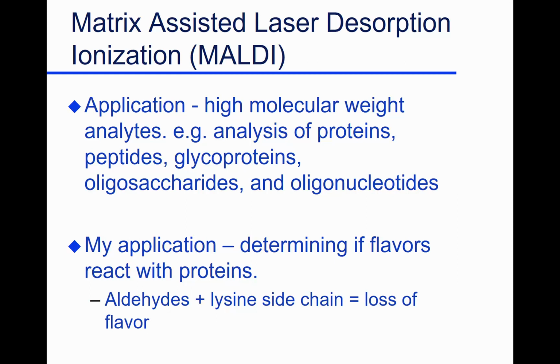If you're looking at proteins, peptides, glycoproteins, oligosaccharides, oligonucleotides, they're all in the range that we would like to see. A big protein, no, but a fairly small protein, maybe under 40,000 molecular weight, it really does a nice job. So big proteins, no, but some of your smaller ones, no problem. Really shines in terms of these types of compounds.